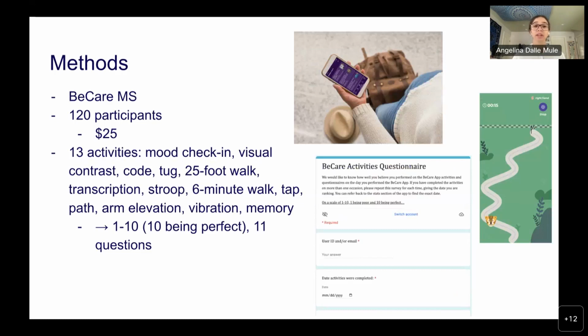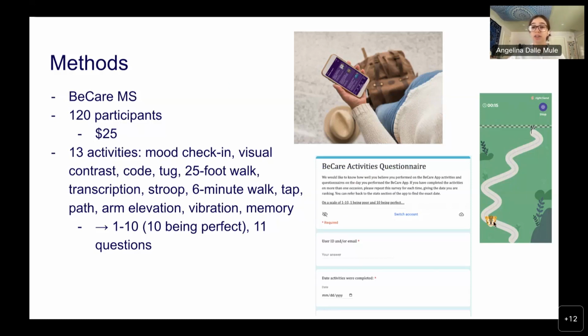So there's the mood check-in, visual contrast, code, tug, 25-foot walk, transcription, Stroop, 6-minute walk, tap, path, arm elevation, vibration, and memory. Each of these games correlates with the EDSS scale areas that I was discussing earlier. So the visual contrast correlates with those visual functions. These are gamified, as you can see here on the side.